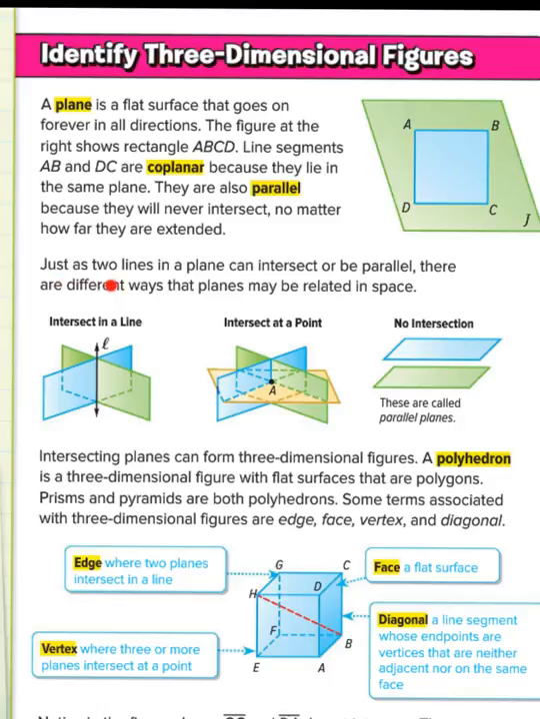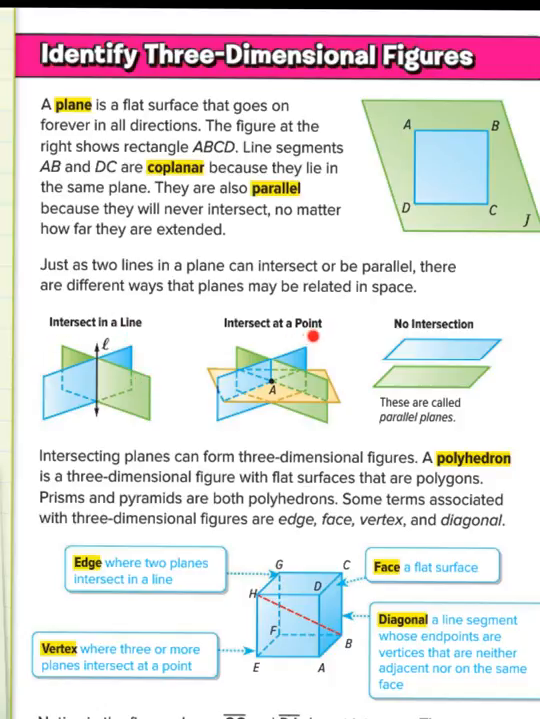So just as two lines in a plane can intersect or be parallel, so the opposite, intersect is when they touch, or parallel is when they never touch, there are different ways that planes may be related in space. Okay, so here's an intersect line. We have this plane that goes this way, like this sheet, and this plane that goes this way, and they intersect right here in the middle, right? It's lines that intersect. This line intersects with this line.